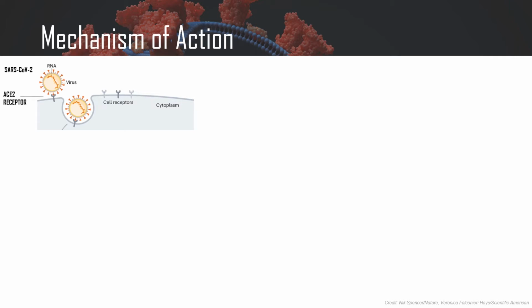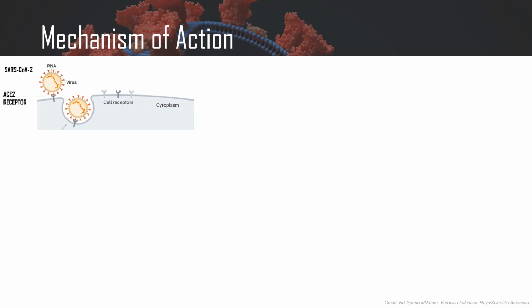Now, the important part of this is that the spike proteins embedded across the periphery are capable of attaching to a certain receptor that's already embedded within the lipid bilayer of a cell within the host. So this is a pre-existing receptor, and this is called the ACE2 receptor.